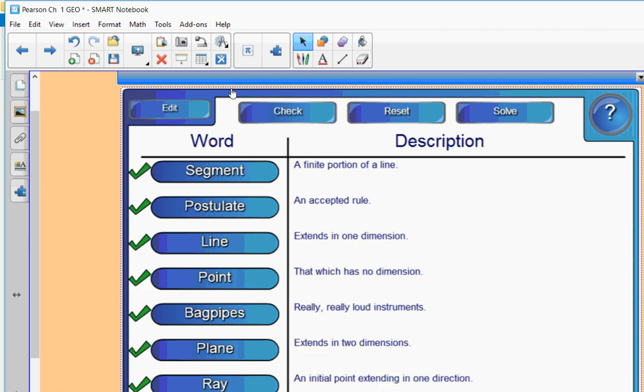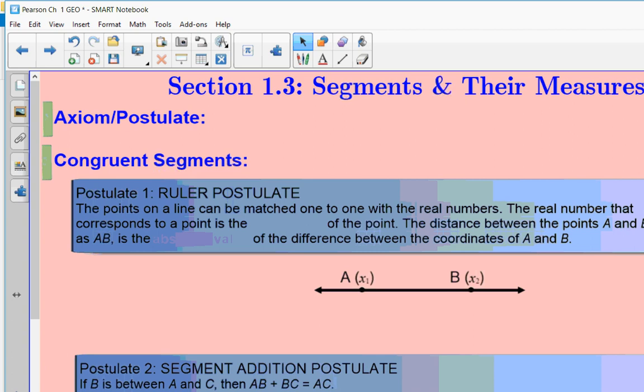Okay, let's move on here. Section 1.3, segments and their measures. So axioms and postulates, we kind of did that in a little matching game before, but a couple definitions here. Axioms and postulates are rules assumed to be true. We do that a lot in geometry, especially in a couple chapters. We do stuff called proofs, and we need these rules that we are assuming are true, and we do a lot of showing that they are true.